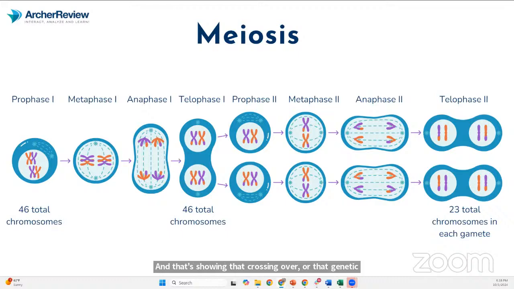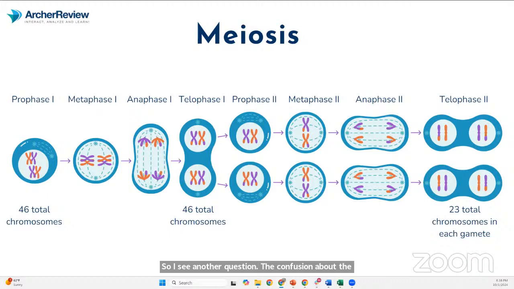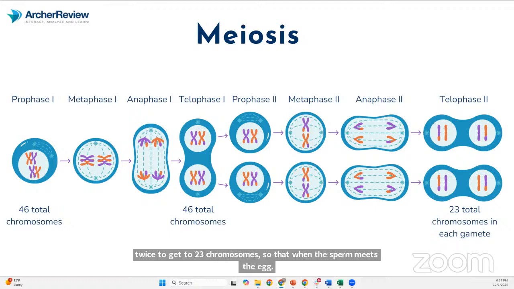Also notice that if we stop at the first division, we still have 46 total chromosomes, and we've got to get to 23. And so the whole point of that second division is to get to 23 chromosomes. So I see another question, the confusion about the difference between the two divisions of meiosis. So again, the whole idea of meiosis is to divide twice to get to 23 chromosomes, so that when the sperm meets the egg, we end up having the right number of chromosomes.